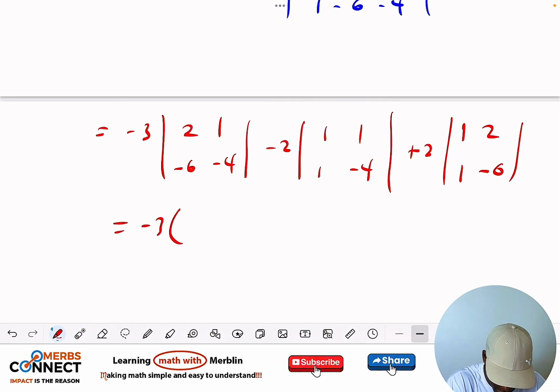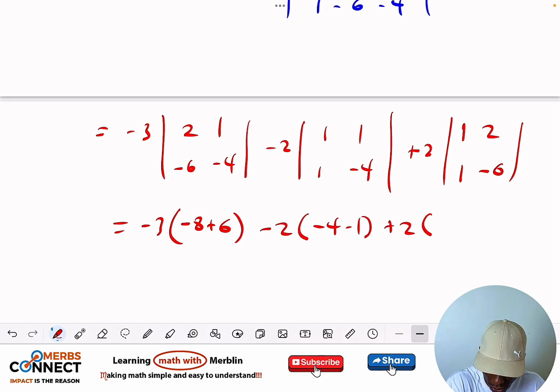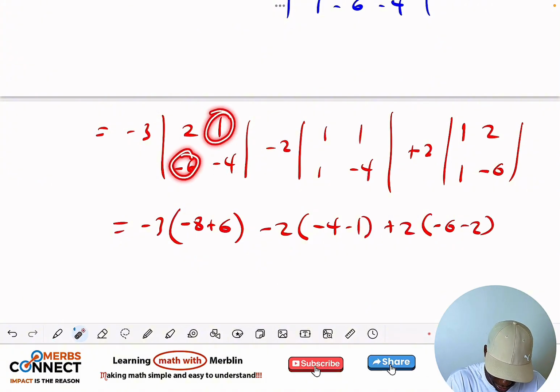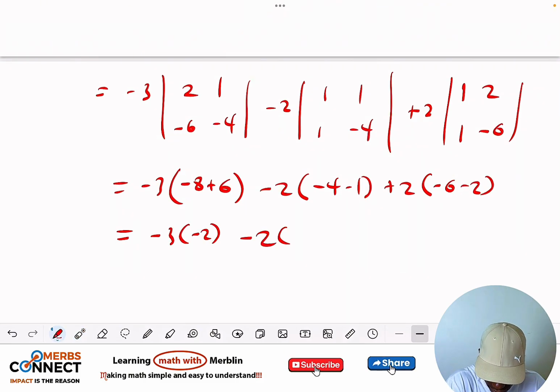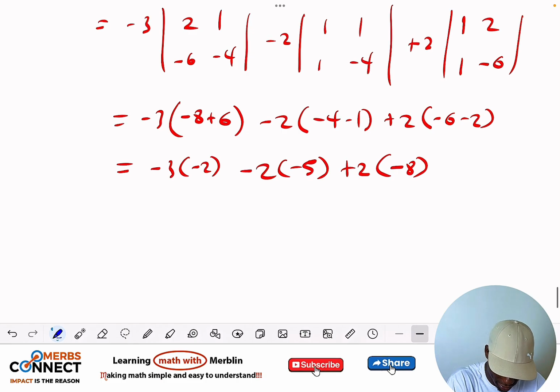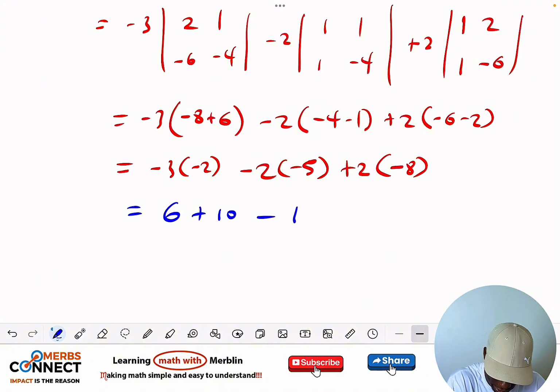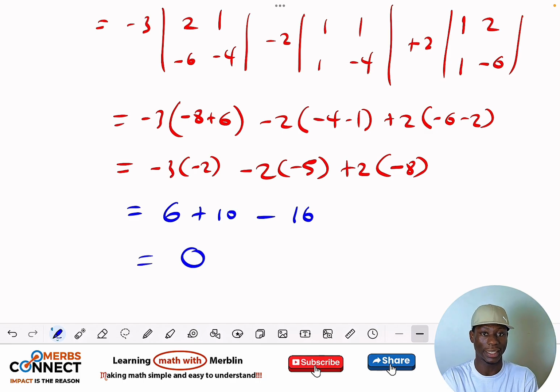Minus 3 times, now 4, this one is going to be minus 8 plus 6 minus 2 minus 4 minus 1, and then plus 2 minus 6 minus 2. So this times this minus this times that in the same pattern. This is going to give us minus 3 times minus 2, minus 2 times minus 5, and then 2 times minus 8. This is going to give us 6, plus 10, and minus 16, and this is equal to 0. So this is equal to 0.